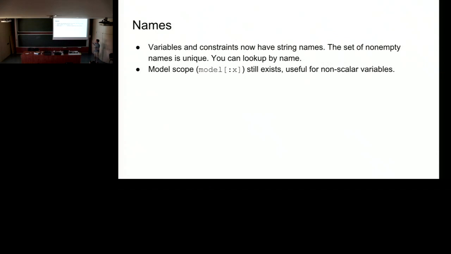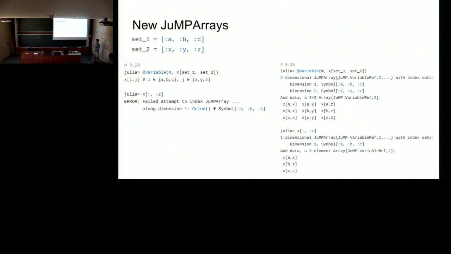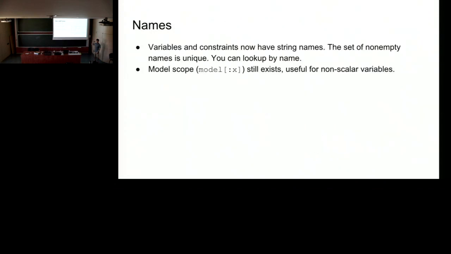On top of that, we had this model level scope. So when you declare a variable x, the x symbol goes into the model, and in the model you can look up x, and x would be this two-dimensional object. So this is not a name for these variables, it's a name for this two-dimensional object. String names apply to scalar variables and scalar constraints. The model level scope is if you create a collection of variables or constraints, you can look up that object and get the whole collection back.